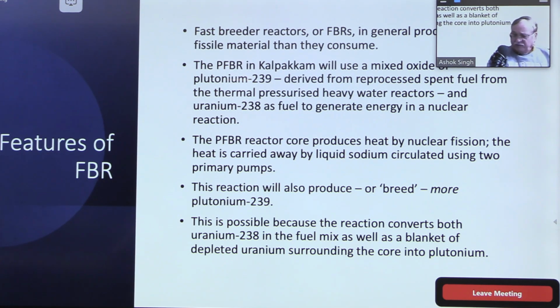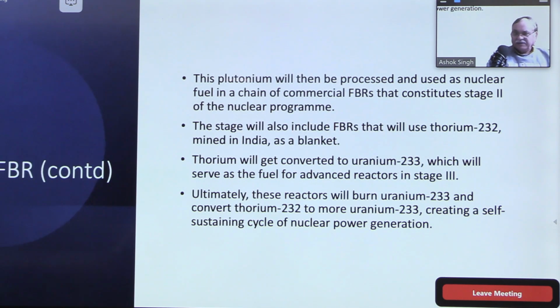So in the fuel mix also you have uranium-238. And you'll notice that there's a term used here, blanket of depleted uranium. You put a blanket of depleted uranium, where depleted means you don't have U-235, only U-238, and use that to get more plutonium. This plutonium will then be processed further and used for the future commercial fast breeder reactors.